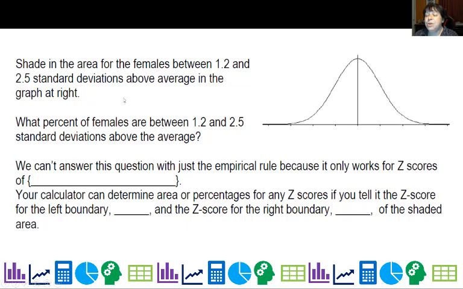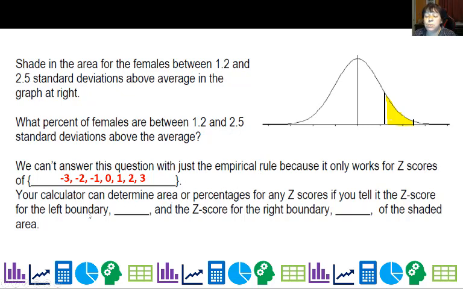Now, if I ask you to go ahead and shade in the area for the females between 1.2 and 2.5 standard deviations above average, and if we do that, you see right here, and I ask you what percent of the females are in there, you would have a little more trouble because the empirical rule, which is what you know so far, only works for z values that are -3, -2, -1, 0, 1, 2, or 3. Now, the nice thing is your calculator can determine areas for any z-scores.